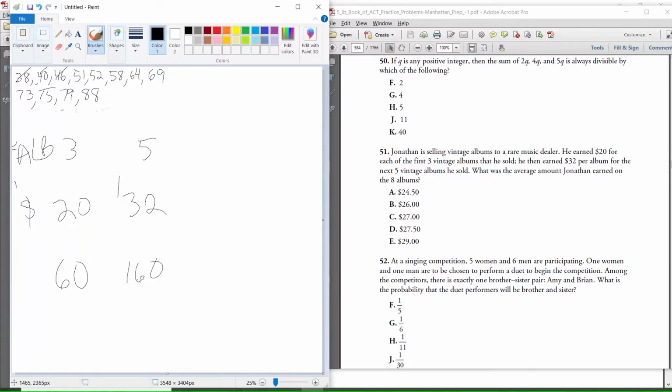And then it says, what was the average amount he earned on all 8 albums? Well, remember, average is the total or the sum divided by the number. So, of course, the number is 8. Well, what is the sum? The sum is all of these things added together. 60 plus 160 is 220.